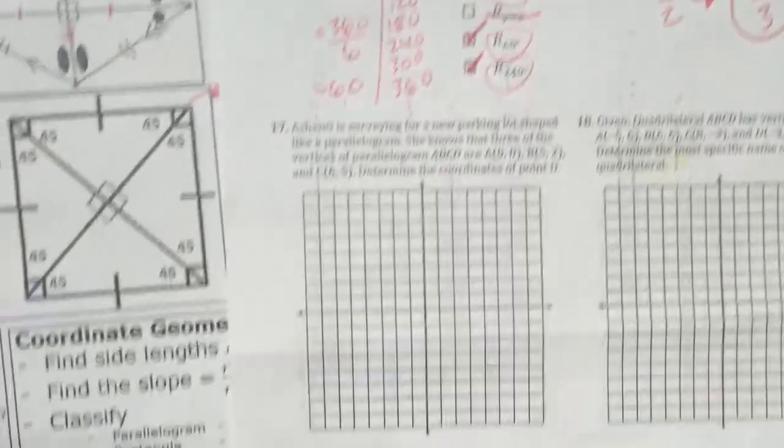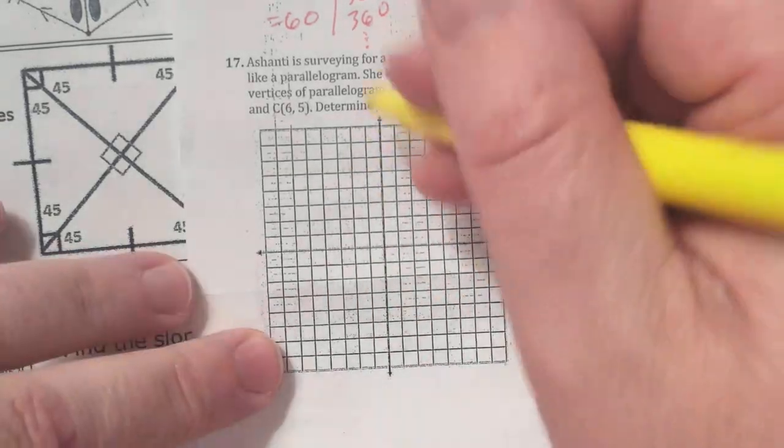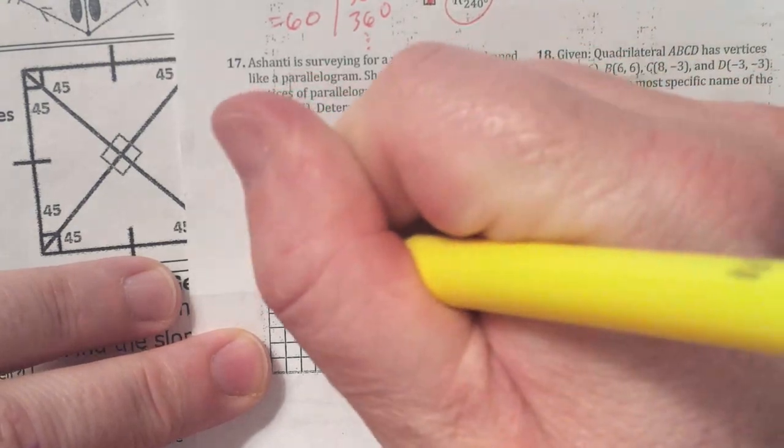Anyway, number 17. All right, number 17. To help us out, I'm going to go ahead and darken the axis lines just to let it pop out a little better.